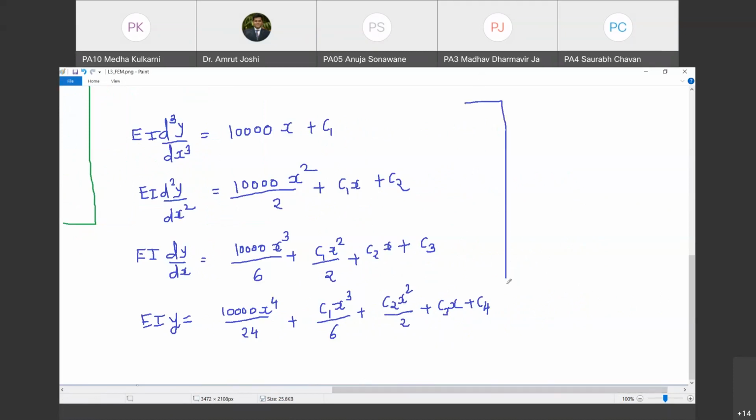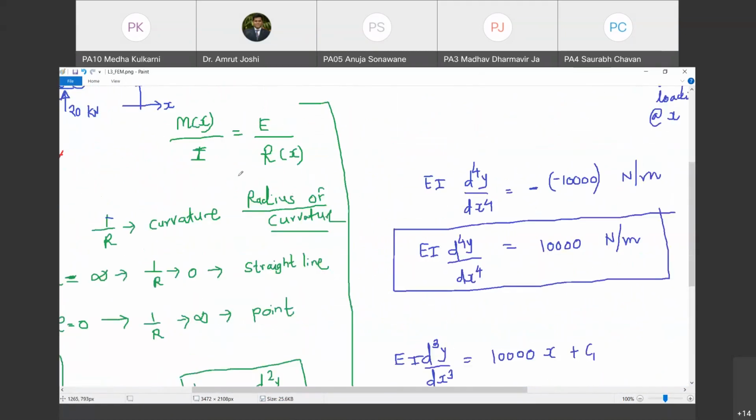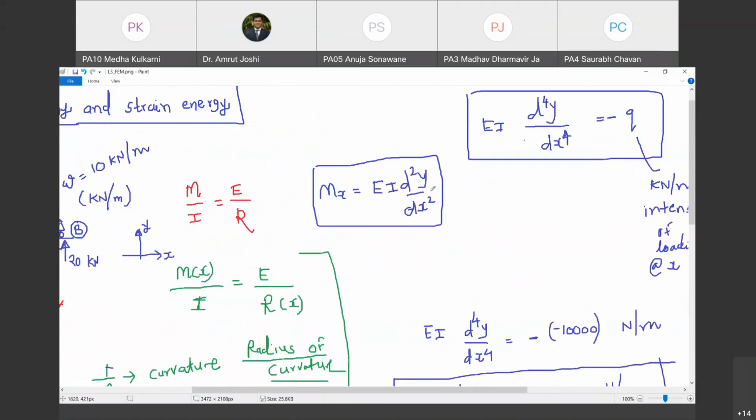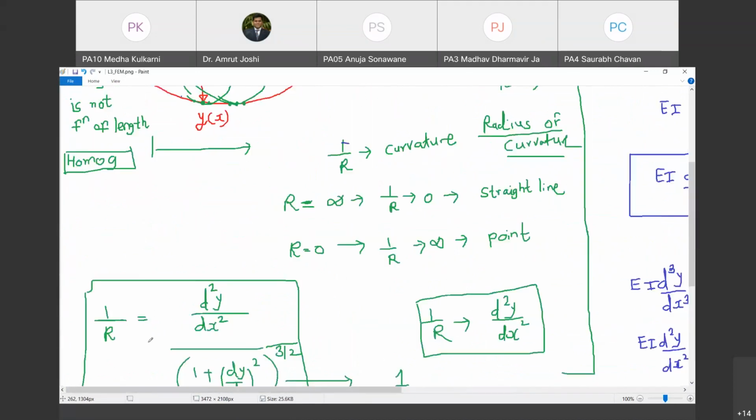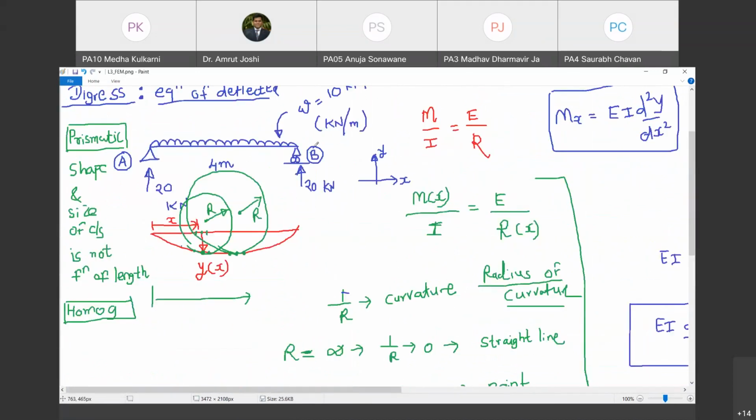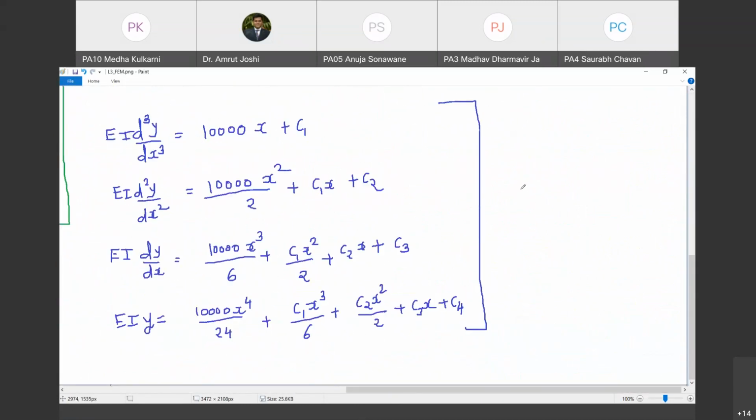Now tell me, what is EI d square y by dx square? Bending moment. Yes, sir. What can you tell me about the bending moment at A and B? So 0. Right. So do we have two boundary conditions? Yes. What are those two boundary conditions?